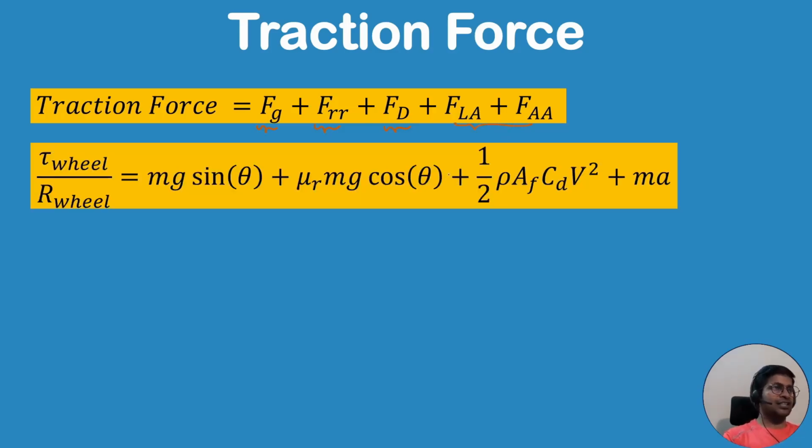So what I did here, I just replaced force with the torque of the wheel divided by the radius of the wheel, and then I wrote the formula of the respective force. So the gradient force will be mg sine theta, plus the rolling resistance force will be mu r mg cos theta, plus the drag force will be half rho into the frontal area of the vehicle multiplied by the drag coefficient and multiplied by the square of the speed of the vehicle.